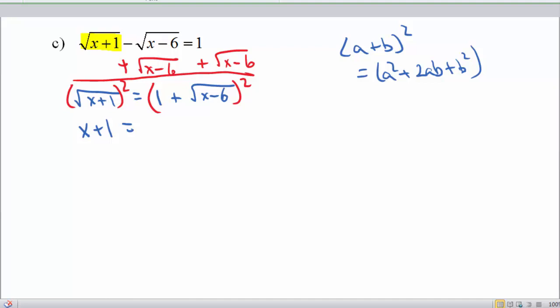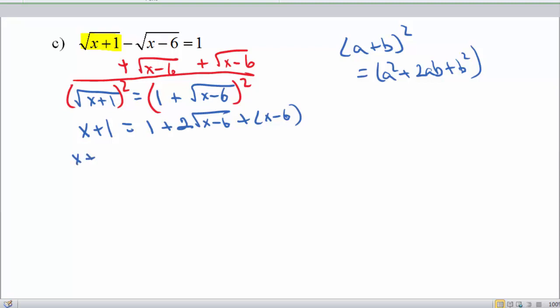But a in this case is 1, and b is the square root of x minus 6. So a squared is still 1. And now I have plus 2 times a times b, times 1 times the square root of x minus 6. So 2 times 1 is just 2 times the square root of x minus 6. And then I add this to b squared. So if b is the square root of x minus 6, b squared, it just comes out of the radical. And it's really just x minus 6. Right? The square of a square root is just whatever the radicand was originally.